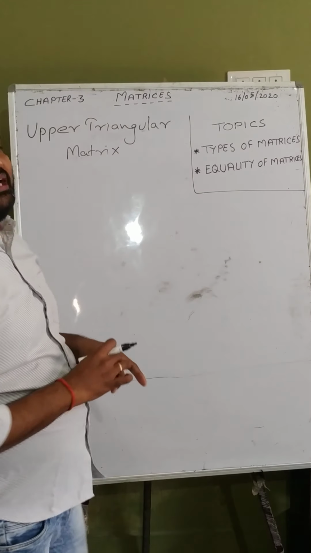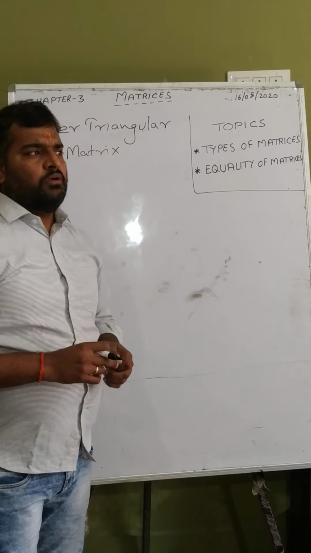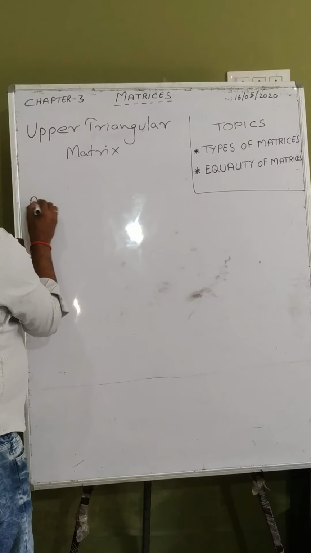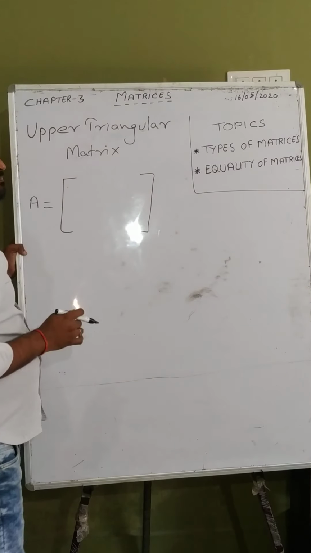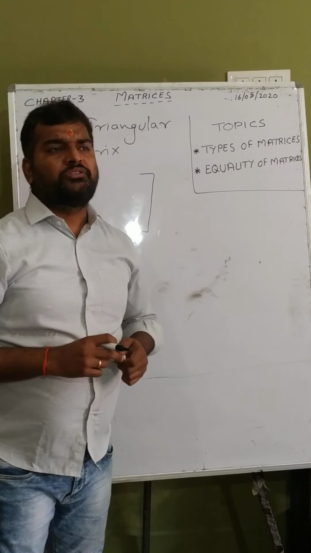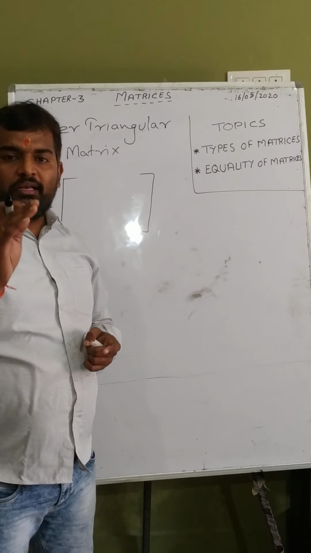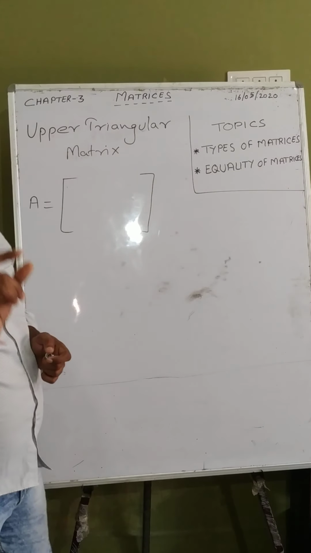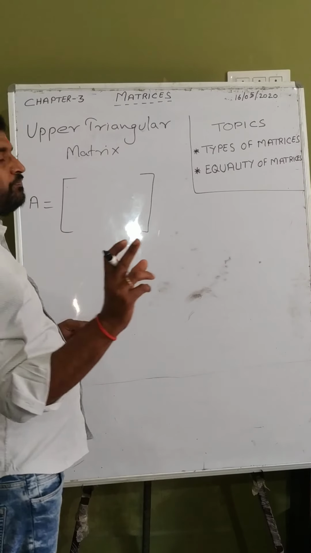Upper triangular matrix. The definition of the upper triangular matrix is a matrix in which all the elements below the diagonal elements are zero.